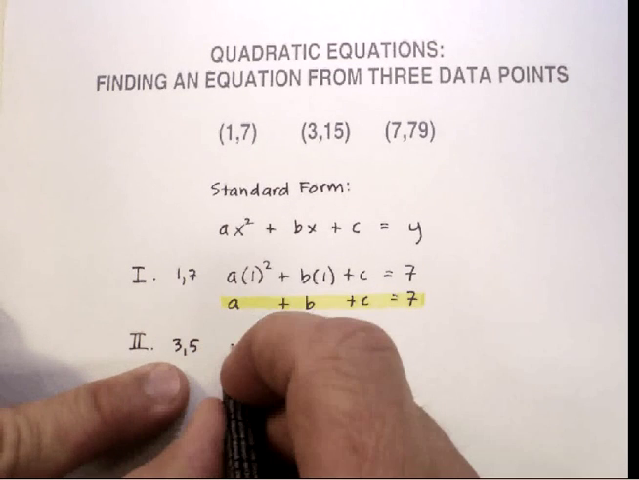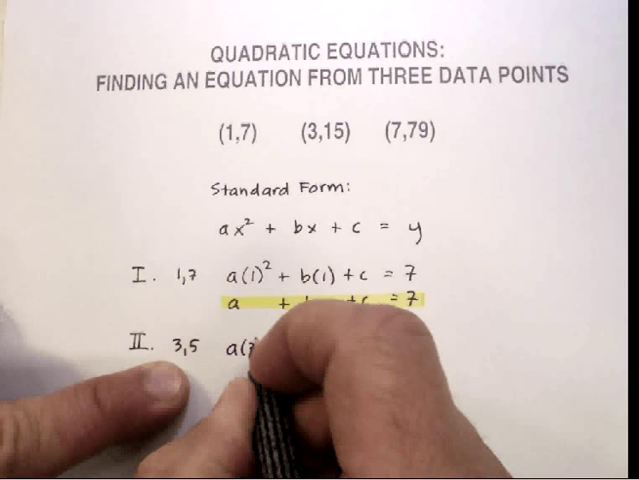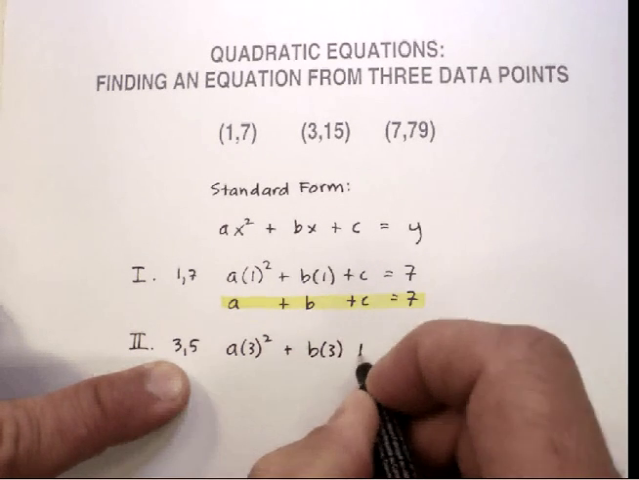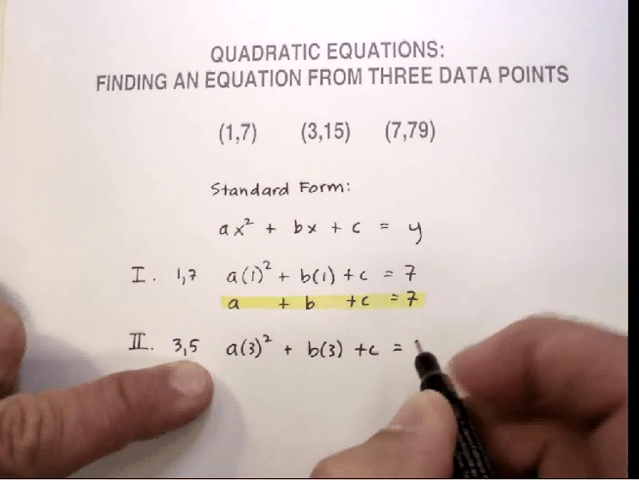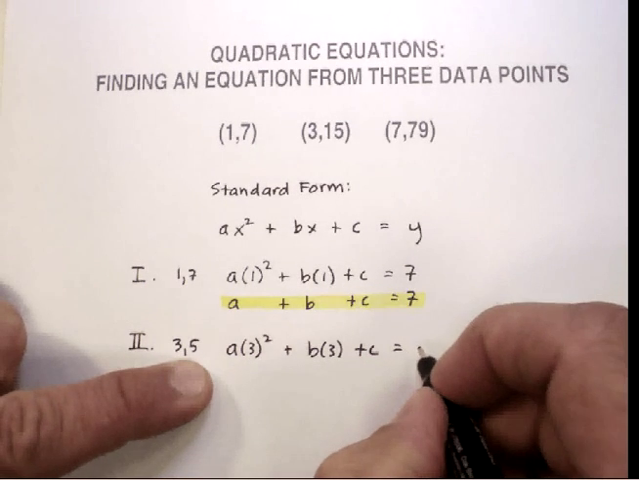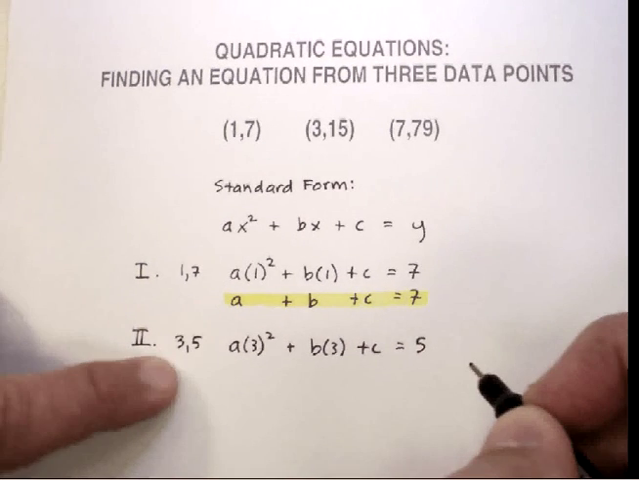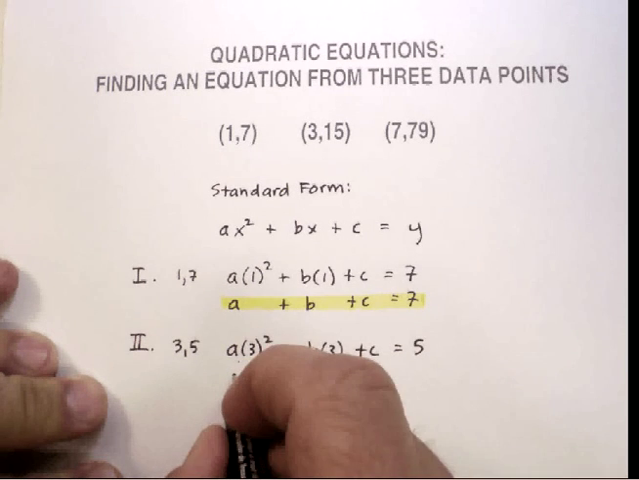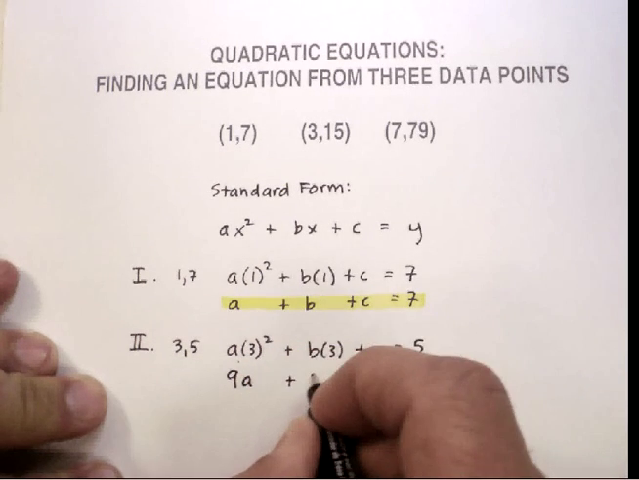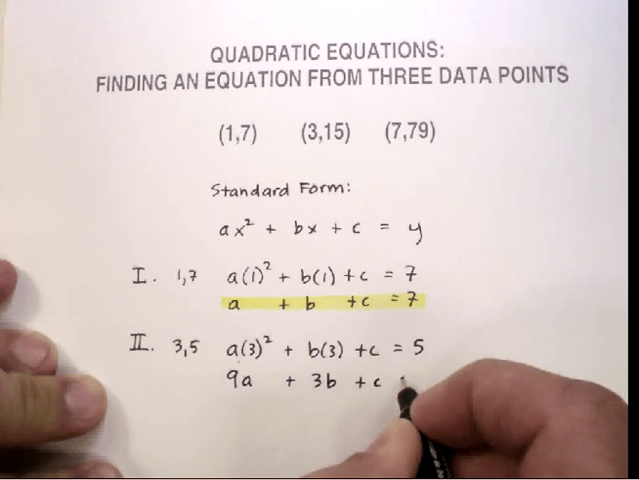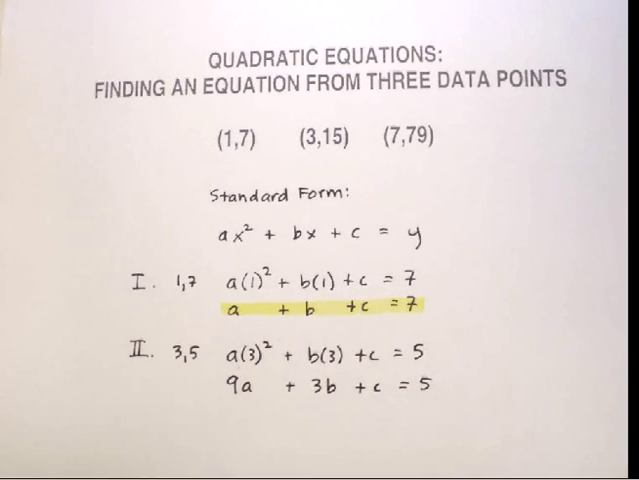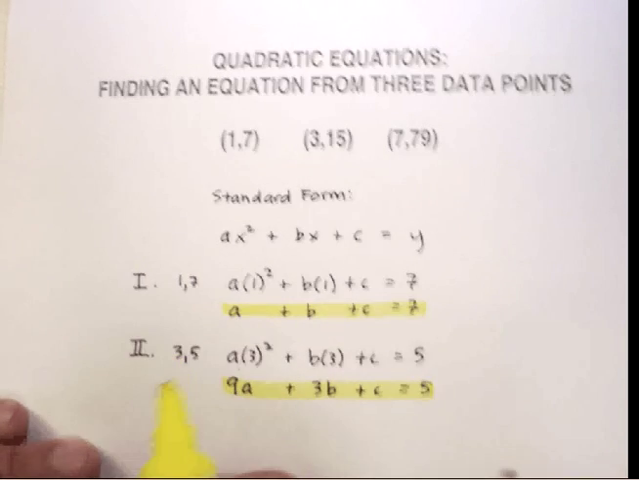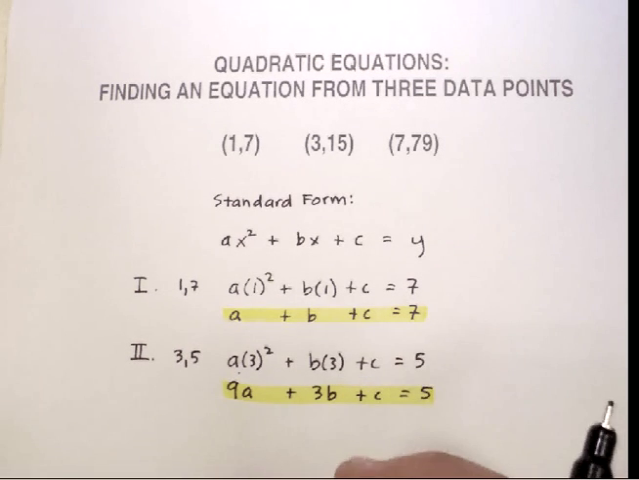We're going to take the point 3, 15 and we're going to put in x as 3, so a times 3 squared plus b times 3 plus c is going to give us the coordinate, rather, 3, 5. Okay, so let's clean this up a little bit. 3 squared is 9a plus 3b plus c is equal to 5. So now we have another equation, and that works specifically for that 3, 5 point.